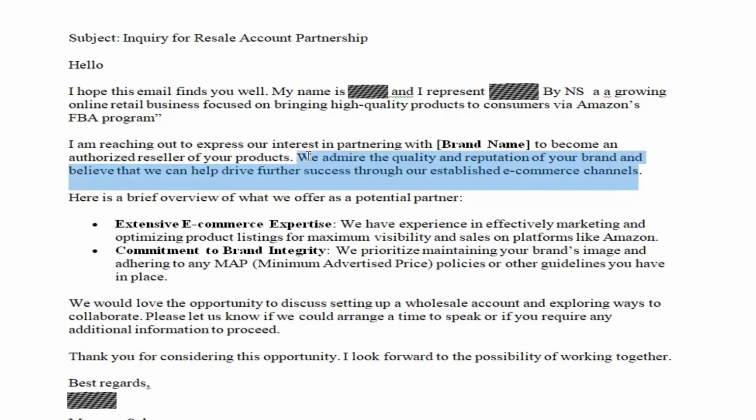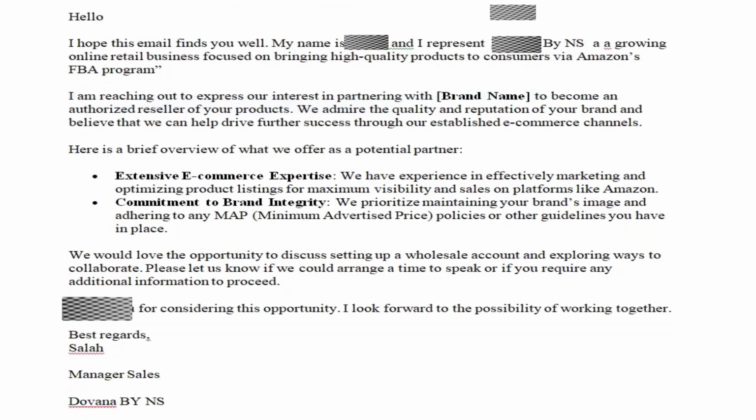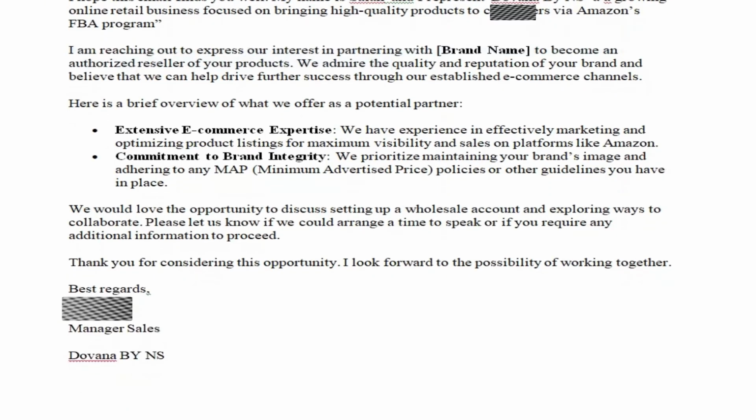The next part of the email is called Potential Partner Value. This means you explain how your business will add value to the brand and what benefits the brand will receive if they approve your partnership. For example, you can explain that your company has expertise in e-commerce, strong marketing strategies, and the ability to promote their products effectively. You can also mention that you will provide excellent customer service, handle customer queries professionally, and follow all MAP, minimum advertised price, policies and brand guidelines.